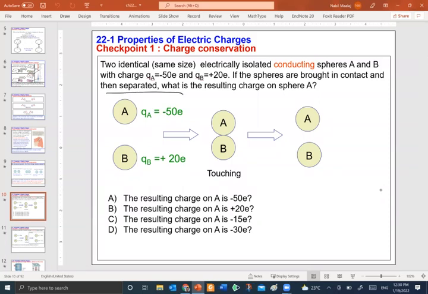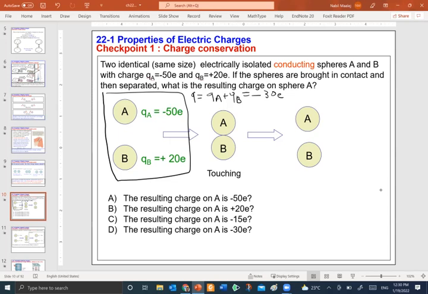So this is an isolated system now. We can determine the total charge, Q total, which in this case is equal to QA plus QB. So minus 50E, remember, E is 1.6 times 10 to the minus 19, plus 20E. So we have minus 30 times E, which is 1.6 times 10 to the minus 19.